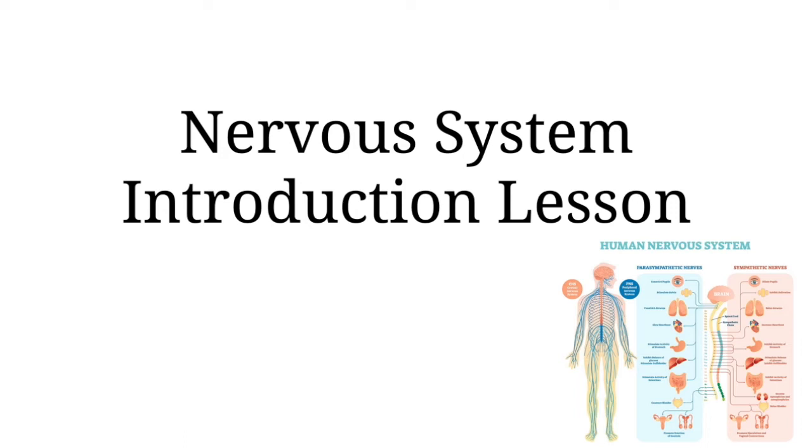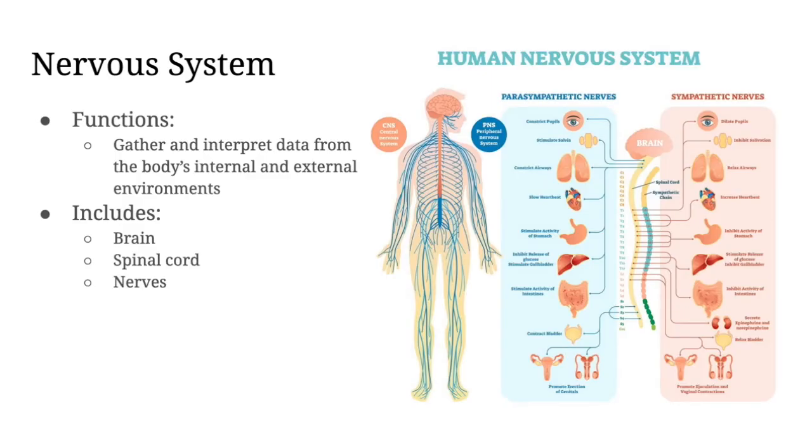So with the nervous system, it's going to function to gather and interpret data from both inside of your body and outside of your body. And it includes your brain, your spinal cord, and your nerves. So there are physical subdivisions of your nervous system. The central nervous system is your brain and spinal cord, and then your peripheral nervous system would be all of your nerves. There are also functional divisions of your nervous system, and we'll get into that in a minute.